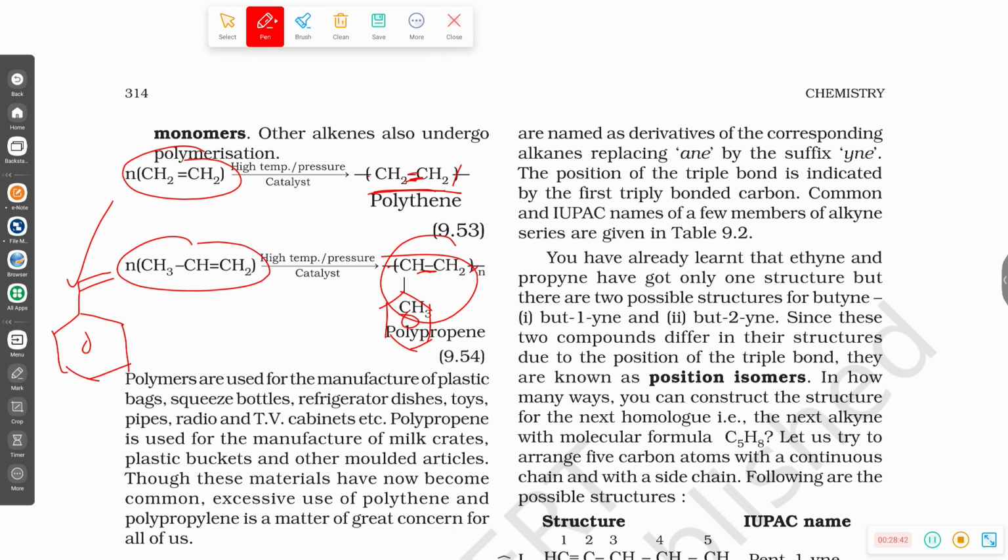Like that. So polymers are used for the manufacture of plastic bags, bottles, refrigerator dishes, toys, pipes, radio, TV cabinets. Polypropylene is used for the manufacture of milk crates, plastic buckets, and other molded articles. Though these materials have now become common, excessive use of polythene and polypropylene is a matter of great concern for all of us.